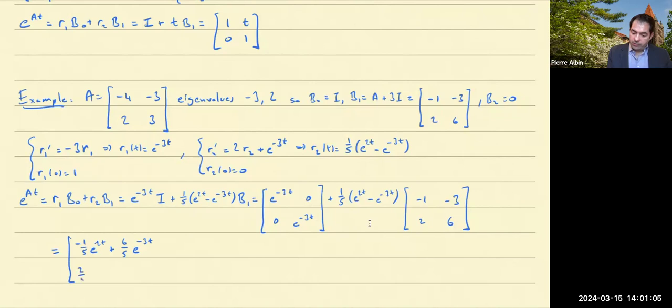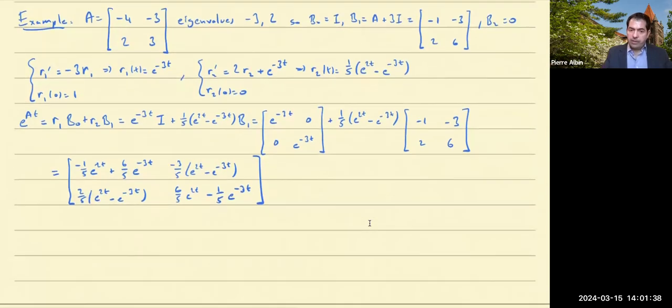Then let's see, down here I just have 2/5 (e to the 2t minus e to the minus 3t). And here I would just have minus 3/5 (e to the 2t minus e to the minus 3t). And then here I have 6/5 e to the 2t. And then minus 6/5 plus 5/5 is minus 1/5 e to the minus 3t. Okay. So that's that one.